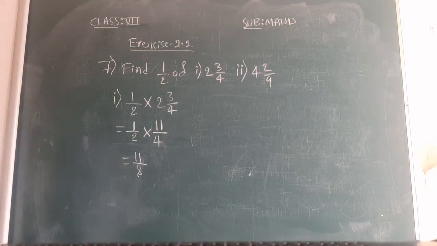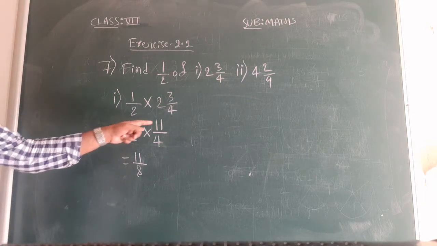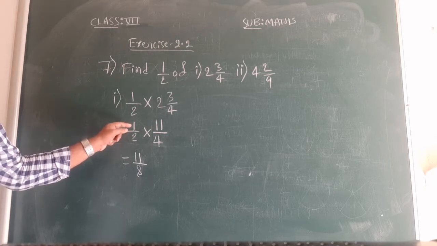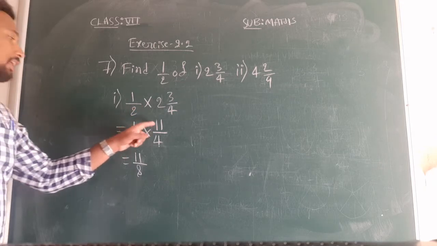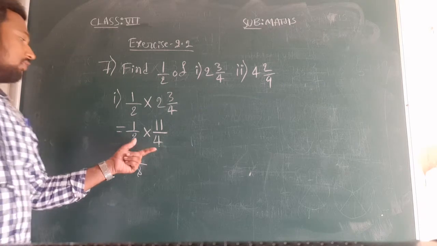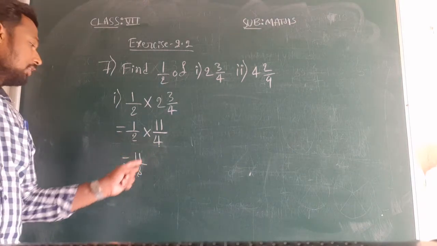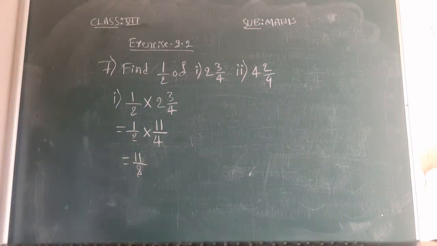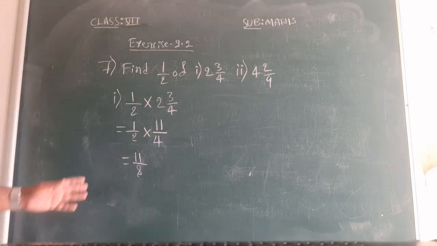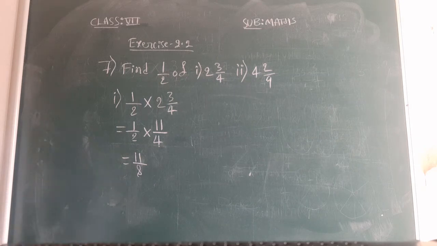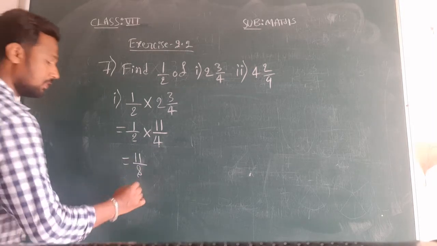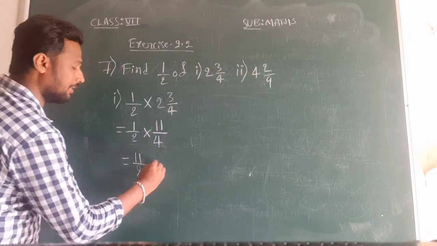So what we got here? 11 divided by 8. We should multiply numerator with numerator only: 1 into 11 is 11, and denominator with denominator only: 2 into 4 is 8. So we got 11 divided by 8. And we will convert this value to a mixed fraction. How to convert this? We have 11 divided by 8 now. Here in the denominator again we will get 8 only.